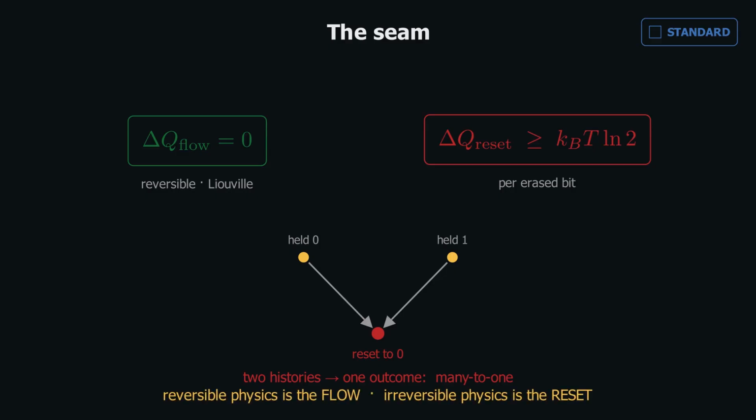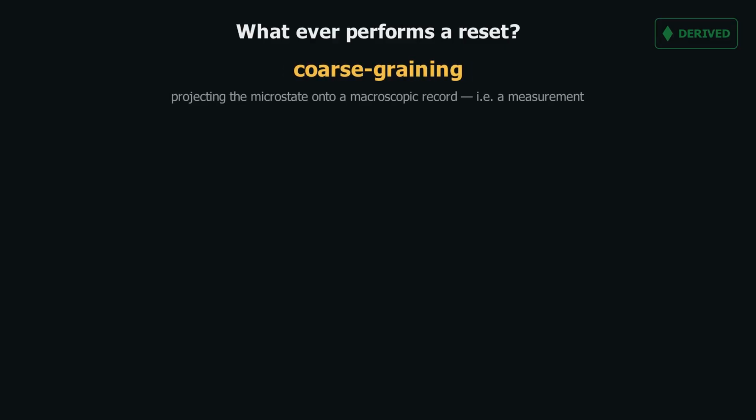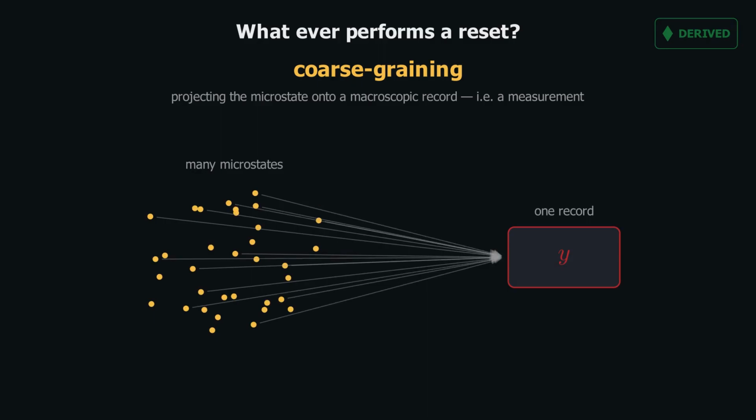This is the seam of the whole theory. Reversible physics is the flow. Irreversible physics, an arrow of time, a thermodynamic bill, a permanent record, is the reset. Which raises the sharp question: in a universe of pure reversible flow, whatever performs a reset? There is exactly one candidate. Coarse graining, projecting the full microstate onto a macroscopic record, which is precisely what a measurement is. Many microstates are consistent with the pointer reading y, and all of them are collapsed to that single record. That is a many-to-one map, and it is the only one in the theory. So the entire thermodynamic bill of physics is paid at measurement, and the reversible flow between measurements is free.